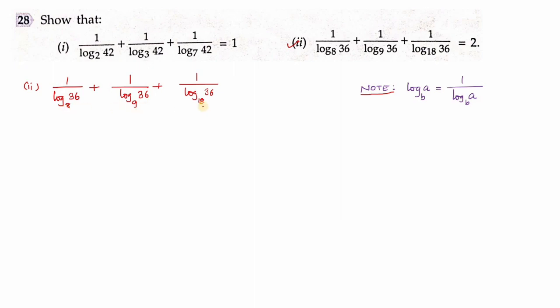Here we have 8, 9 and 18. You have to make them equal. So base will be equal if and only if these two can be exchanged. So if 36 comes here, this 36 comes here and this 36 also comes here, then only the base becomes same. So that can be done using this formula.